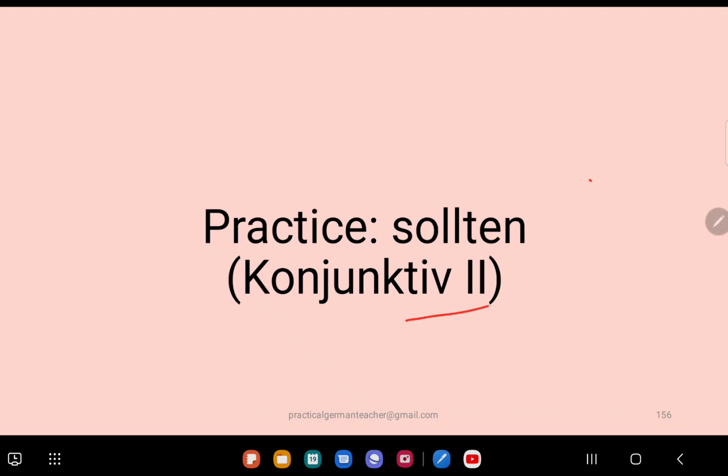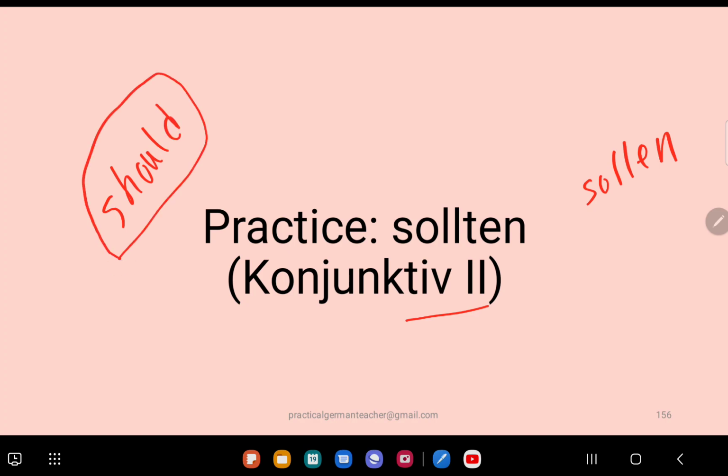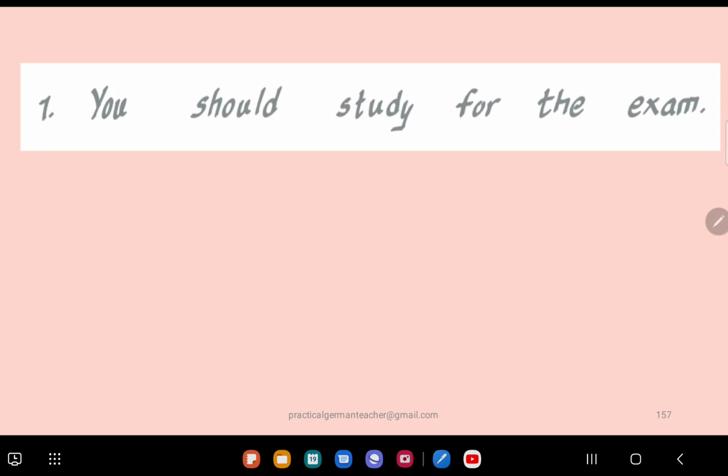Sollten is nothing but Konjunktiv 2 of sollen. What is the difference between sollen and sollten? The difference is very subtle. In English we say should, right? But sometimes we say should when you are giving advice, or sometimes you just say should just like that. Whenever you are saying should as advice, you should eat vegetables, you should exercise, you should learn German daily, there you should not use sollen, you should use sollten. So whenever you are giving advice, you should use sollten.